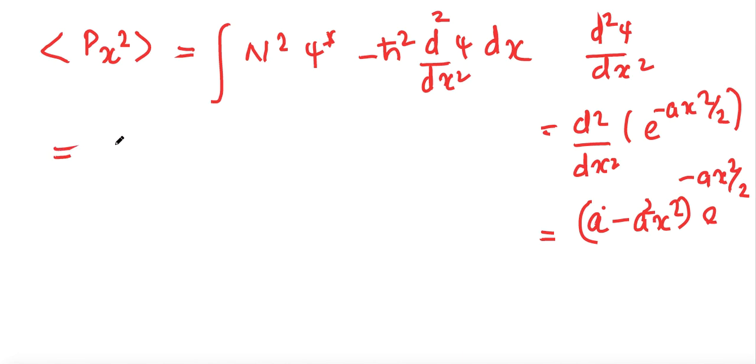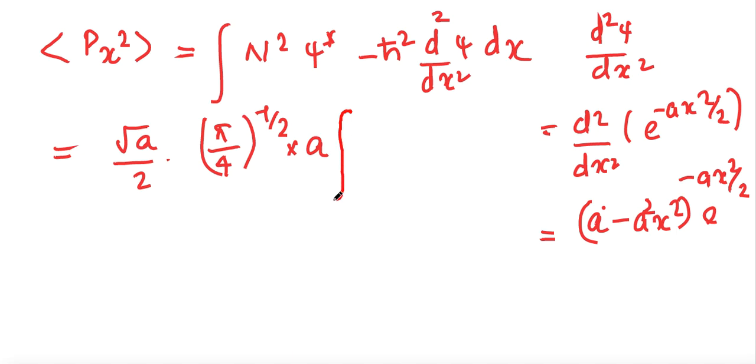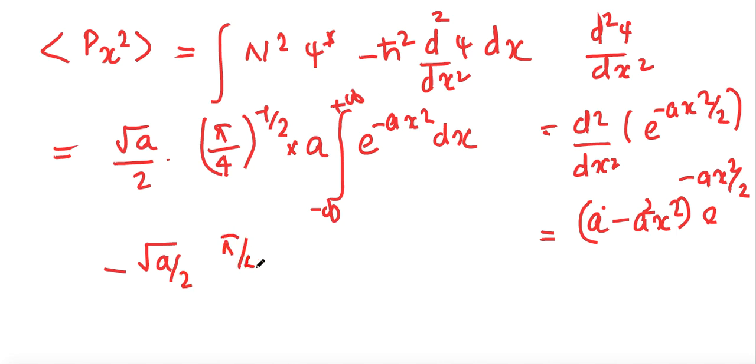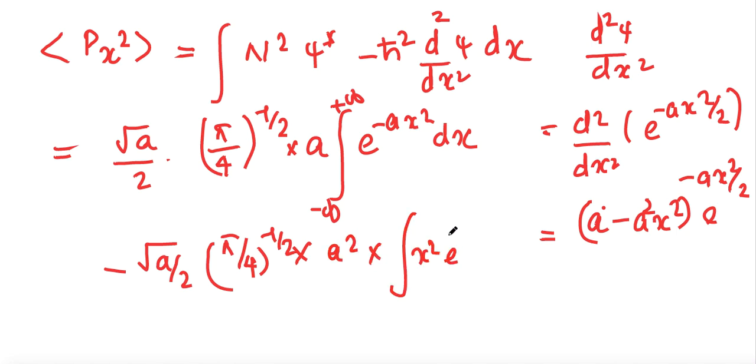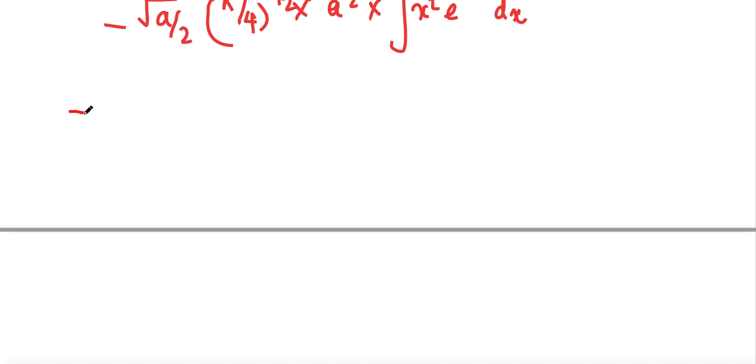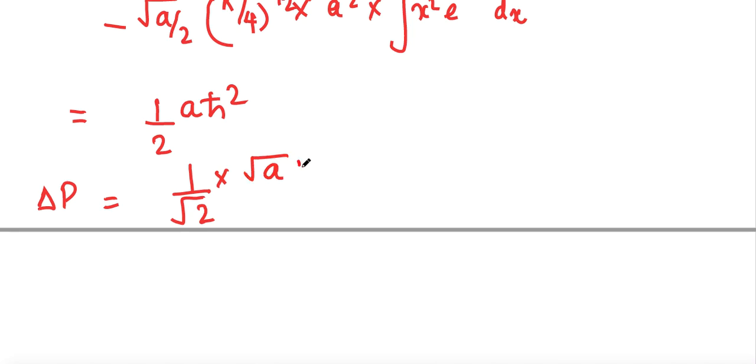I will substitute here n square, which I already know is root a by 2. Then there is a pi by 4 raised to minus 1 by 2. Then there is an a, I can take outside. Then that becomes two integrals, minus infinity to plus infinity of e raised to minus ax square dx, minus similarly root a by 2, pi by 4 raised to minus 1 by 2 into a square into the integral of x square e raised to minus ax square dx. Evaluating these two integrals, you will get this. You can just calculate it. You will get it as a by 2 h cross square. Therefore, delta p is equal to root a by root 2 into h cross.